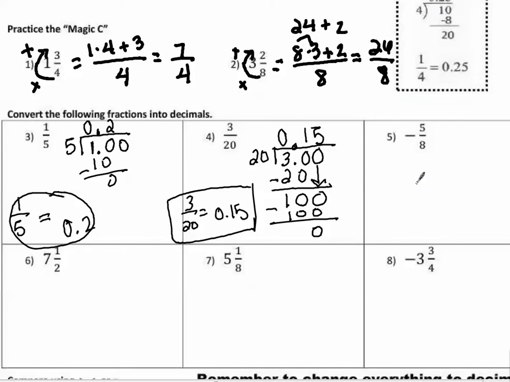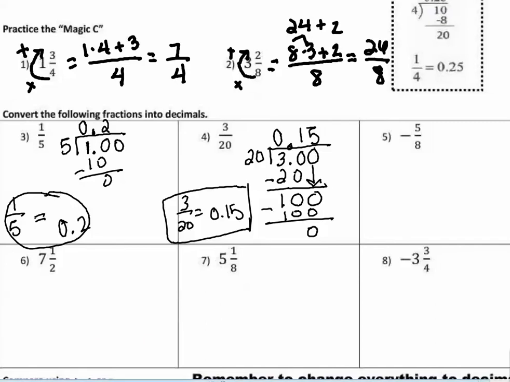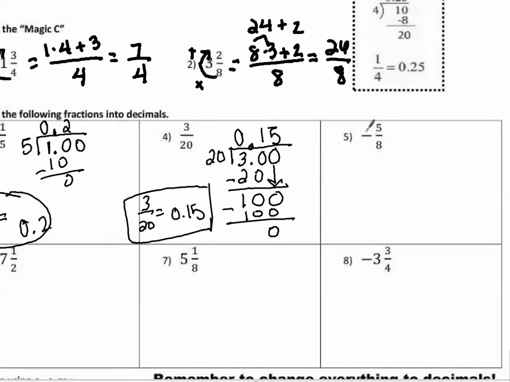Number 5, you want to use long division. Okay, and you want to worry about your negative sign for your answer. In other words, let's go ahead and long divide. Top dog goes in the house with your food bowl and water bowl. Bring the decimal up top. 8 goes into 5 0 times. 8 goes into 50 6 times. 6 times 8 is 48. 50 minus 48 is 2.